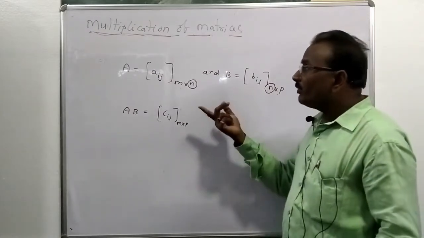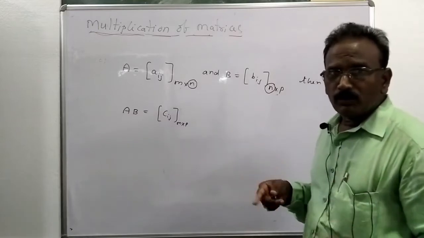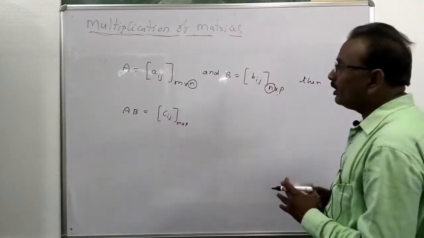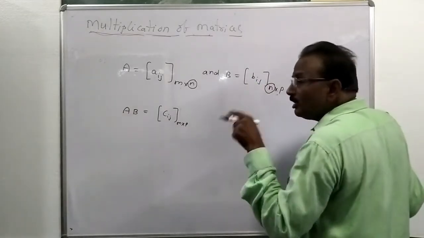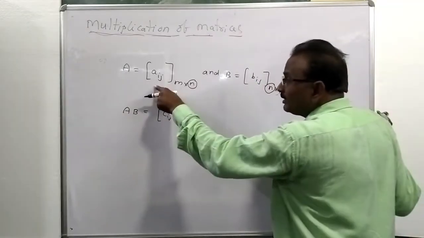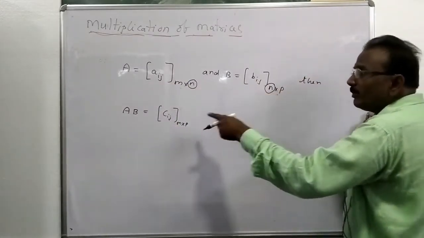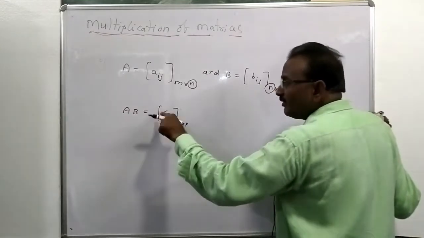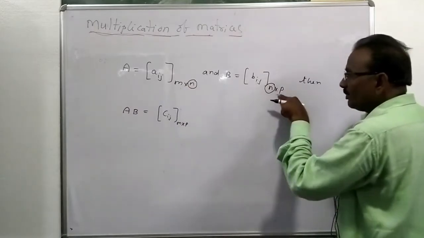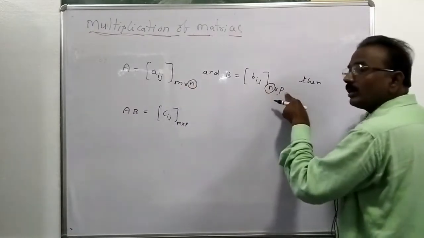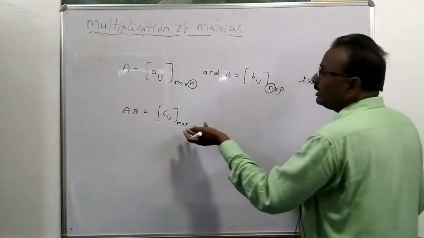Here order of A and order of B need not be the same. Even if they are different, there is no problem. So therefore the matrix multiplication exists; the condition is number of columns of matrix A is equal to number of rows of matrix B. Then only matrix multiplication AB is defined and its order is m cross p: the first matrix's rows, the second matrix's columns. So its order is m by p.